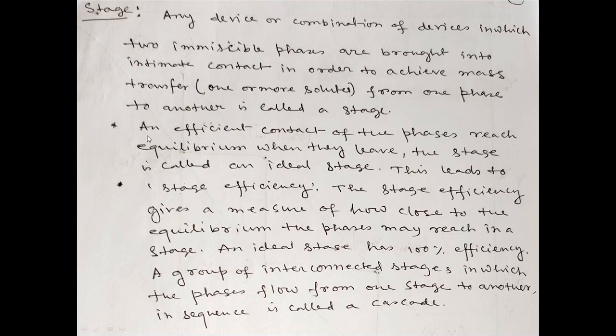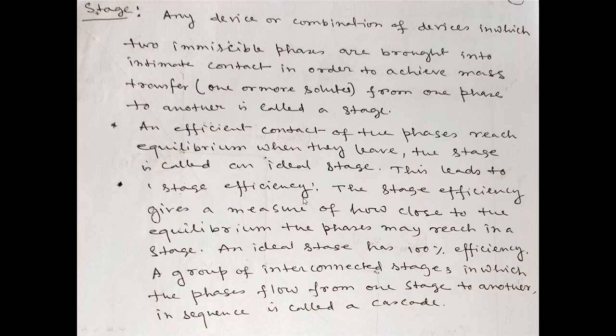Now this second point is important. An efficient contact of phases that reach equilibrium when they leave the stage is called an ideal stage. So what is an ideal stage? If they reach equilibrium, then it will be an ideal stage. But the fact is that to reach equilibrium, the residence time of gas or liquid should be high, and sometimes in practice that is not possible. Sometimes it will come to 60% of the equilibrium, so then the efficiency is 60%. But when it reaches equilibrium, it is called an ideal stage.